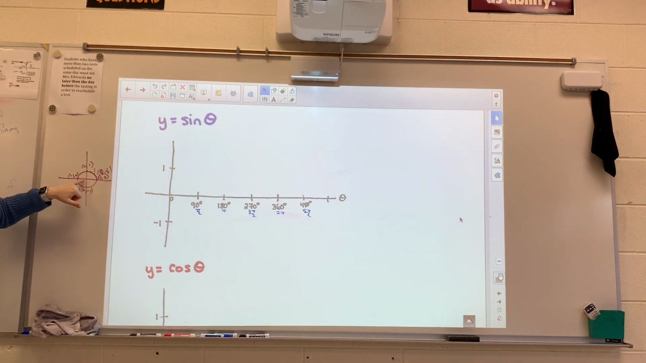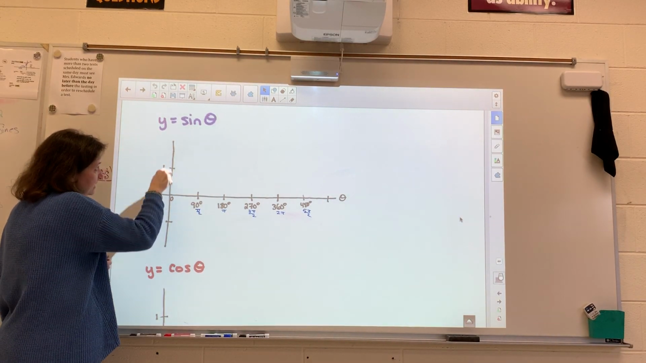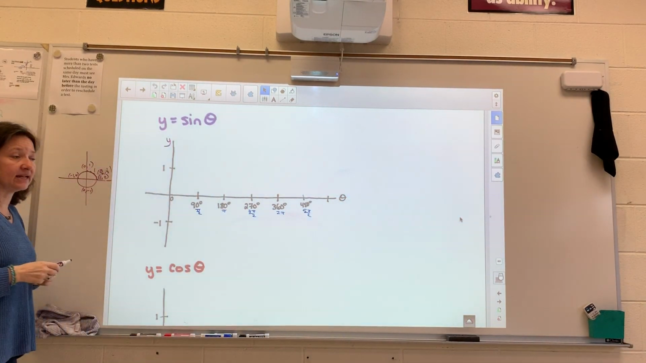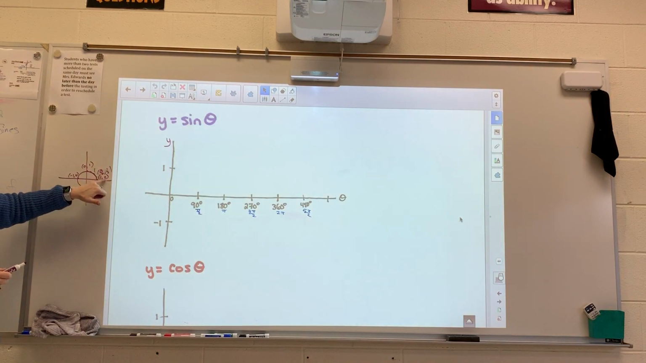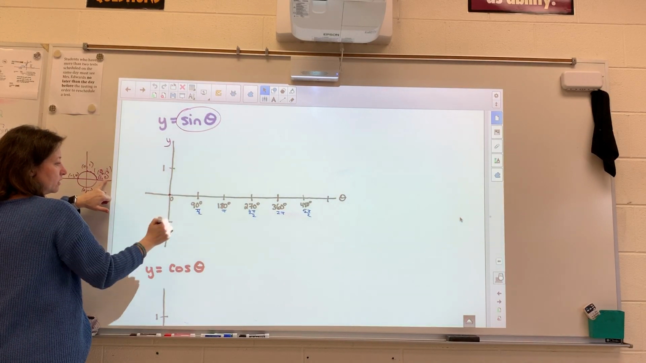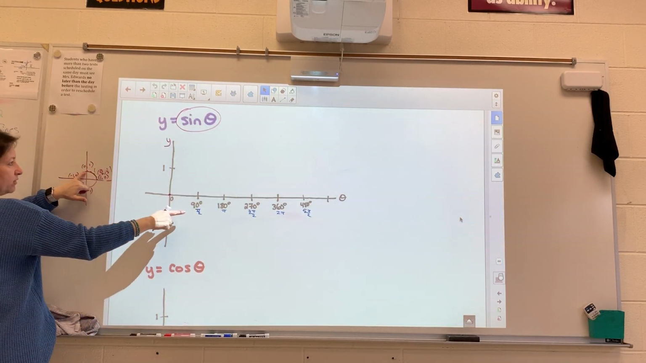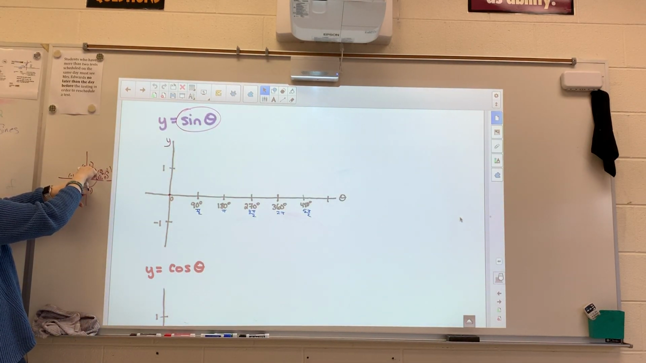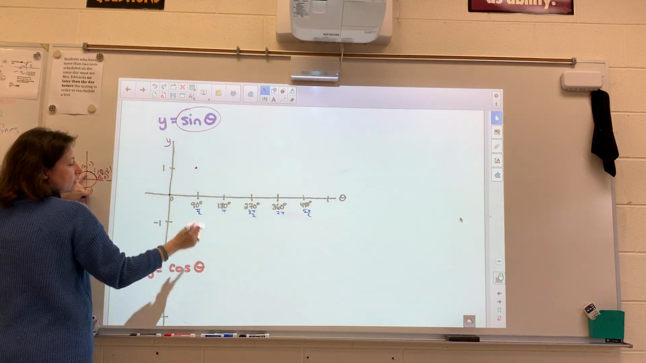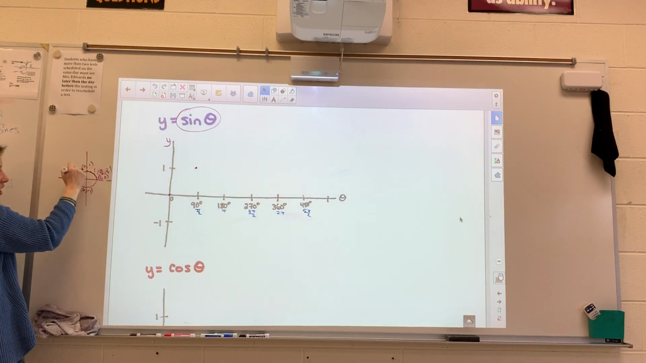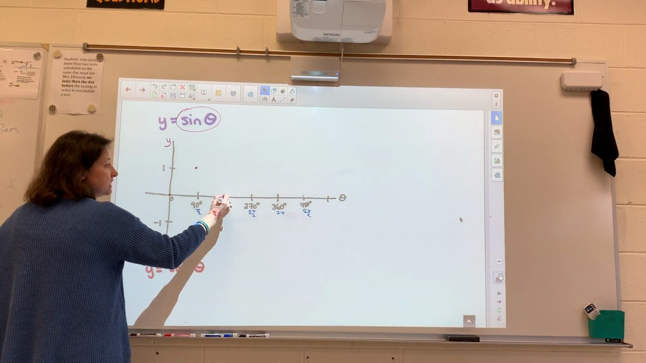Sine is the Y coordinate. So at 0 degrees, what is my Y value? It is 0. So at 0 degrees, this is my Y, and this is my angle axis. Angle is acting like X. So when the angle is 0 degrees, my Y coordinate, my sine value is 0. When I go to pi over 2, when the angle is pi over 2 or 90 degrees, what's sine of 90 degrees? Well, we know it's the Y coordinate, which is 1. When we get to 180 or pi, what is sine of 180 degrees? Well, it's the Y coordinate, which is back to 0.